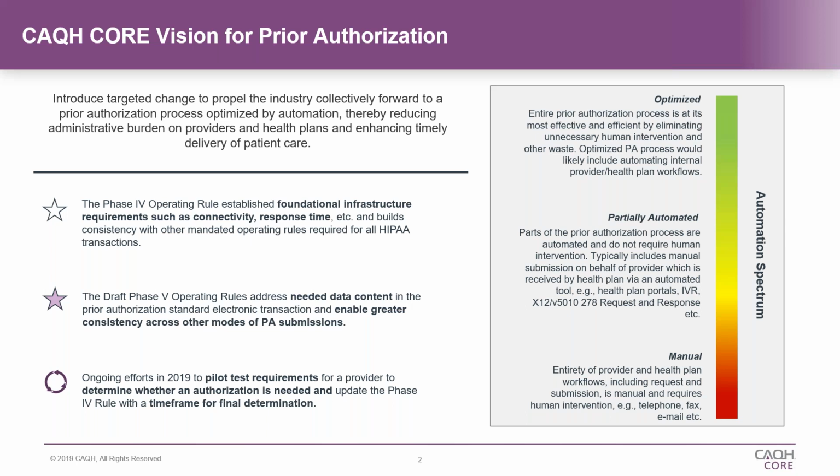Finally, during this tutorial, we may refer to the concept of the spectrum of automation. We know that the prior authorization process is bifurcated and constructed in silos, and that different parts of the process are more automated than others.